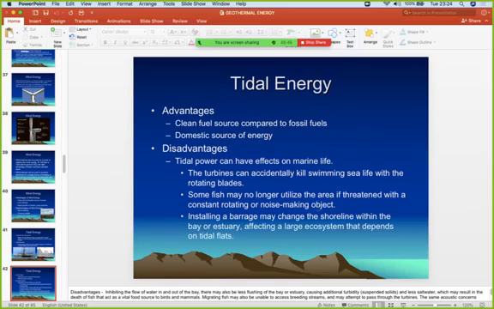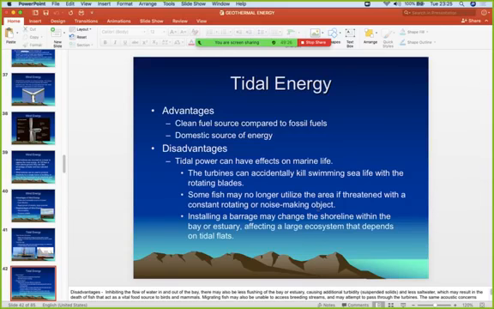Tidal energy advantages: clean fuel source, domestic source. Disadvantages: tidal power can have effects on marine life. Of course, yeah. So that area will no longer be a good habitat for fishes and other aquatic resources. The turbine can accidentally kill swimming sea life that is threatened. Of course, there should be a boundary to that. Some fish may no longer utilize the area if threatened with a constantly rotating or noise-making object.